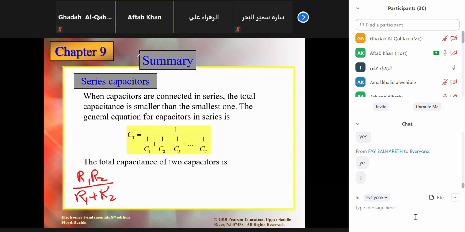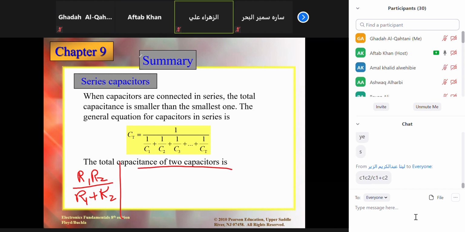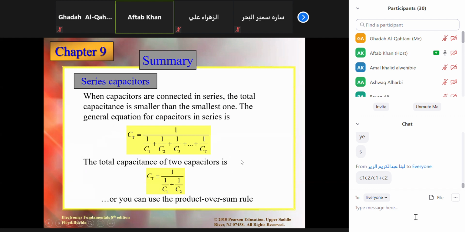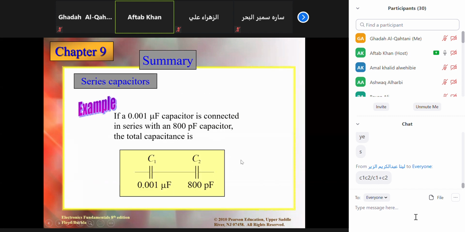Remember, same when they are in series we can write it down: C1 C2 over C1 plus C2. So this is interesting and easy to memorize basically. Or we can also call it the product over sum rule, which you already know. See, based on that it's so simple.